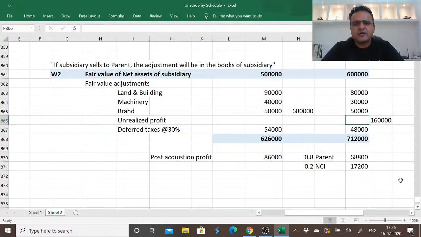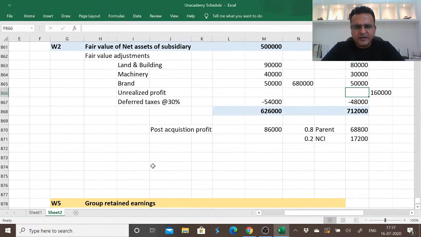In the absence of it, what happens? If this is not treated, the post acquisition profits are considered to be 86,000, and the parent's earnings are inflated by unrealized profit 68,800, and NCI should also get a share. The moment we pass this entry, what is the entry we pass at this point?